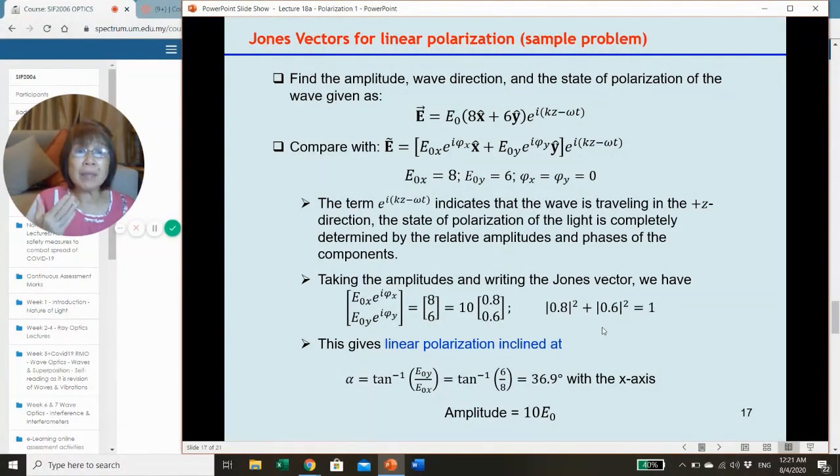So it's a linearly polarized light because this is a real number, and this is a real number. And what would be its inclined angle? That is given by E0y over E0x, which is 6 over 8. Take the arctangent of that, that gives you 36.9 degrees inclined with the x-axis. And the amplitude of this will be 8 squared plus 6 squared, and you root that. So 64 plus 36 is 100, root that, that's 10. So the amplitude of this wave is 10E0.